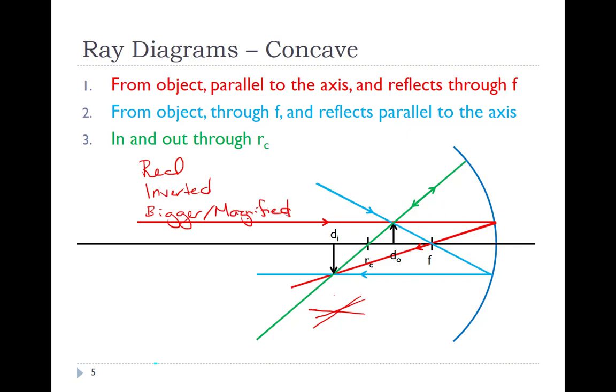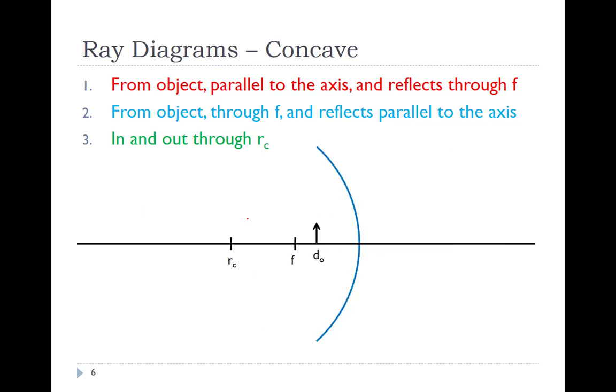Okay. One more for the concave mirror set. This time I've moved the object forward again, but you can also see that I moved everything to the left because I'm going to need to be able to use the area behind the mirror in this case. Okay, so same 3 rays.